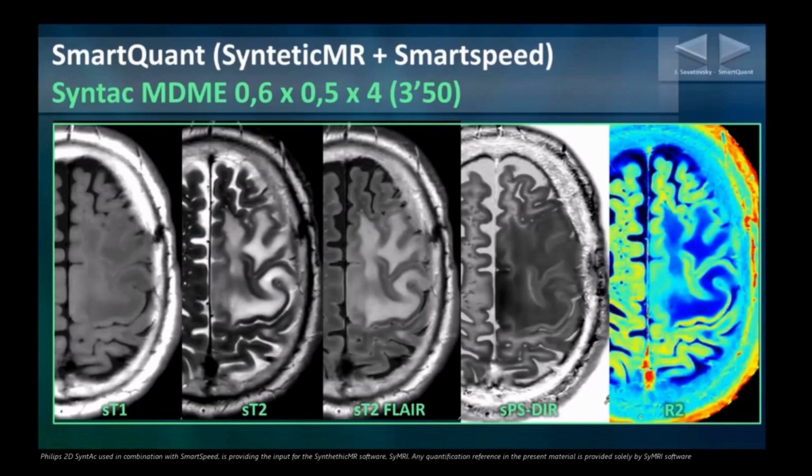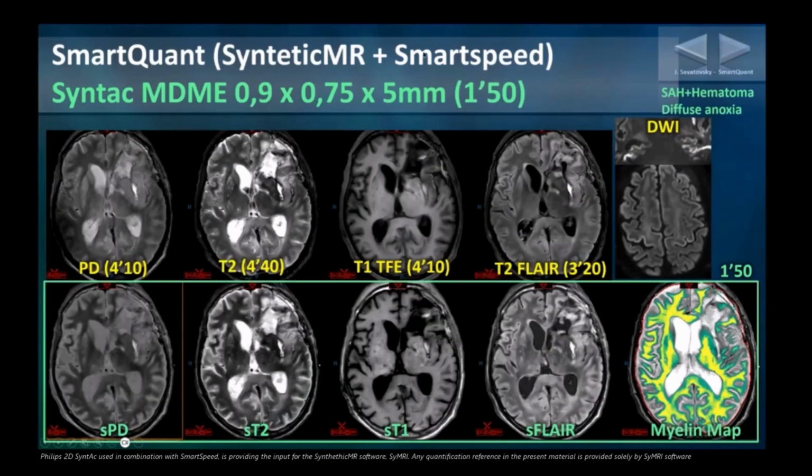So we can have several flavors of the MDME sequences, and we optimized 2 sequences, one that is high resolution and normal scan time that we use for MS and for brain tumors, for example, and another one that is very fast and that has regular spatial resolution and that we use in critical care cases. And this sequence is very interesting because in less than 2 minutes, you can actually have as many weightings as you need and have various volumes.